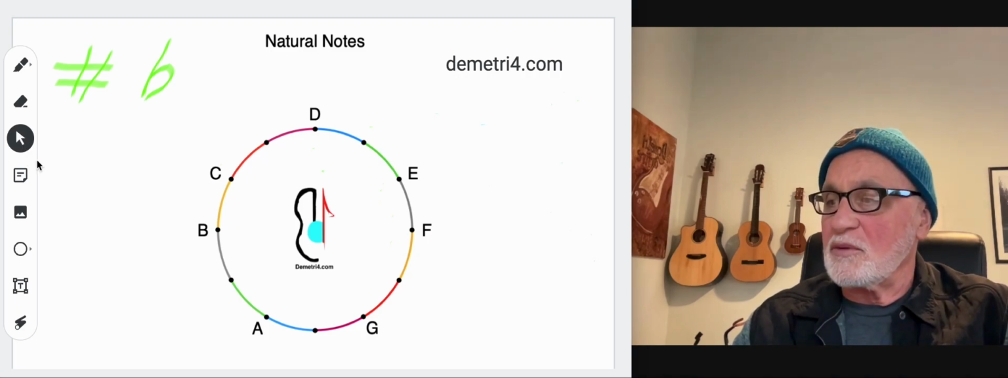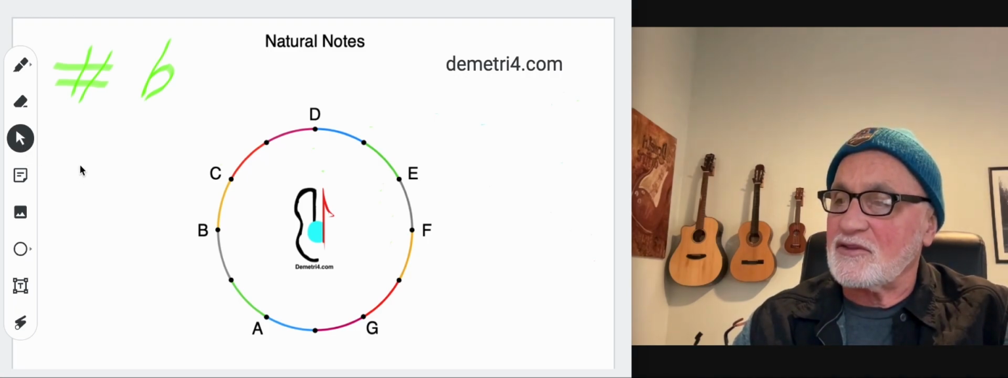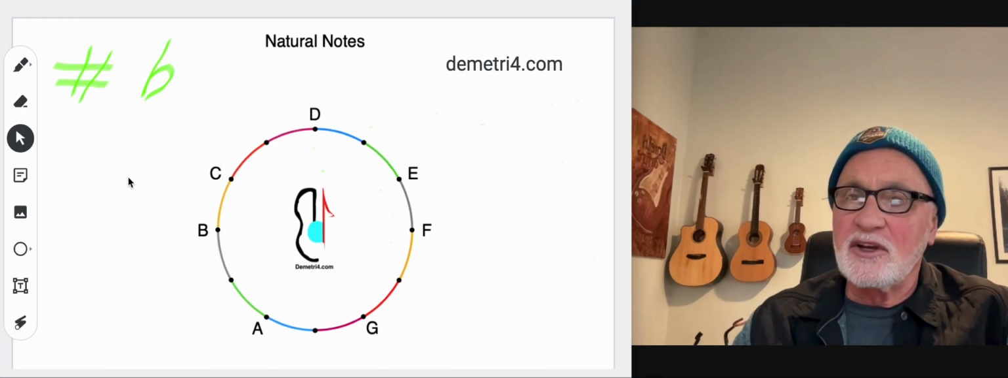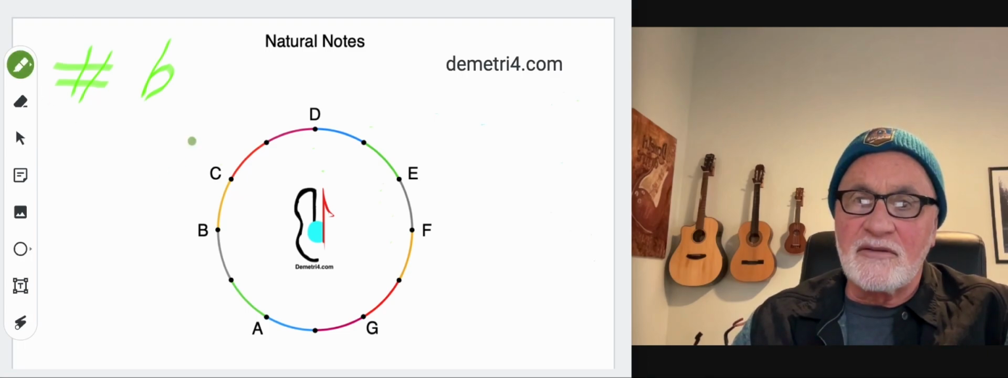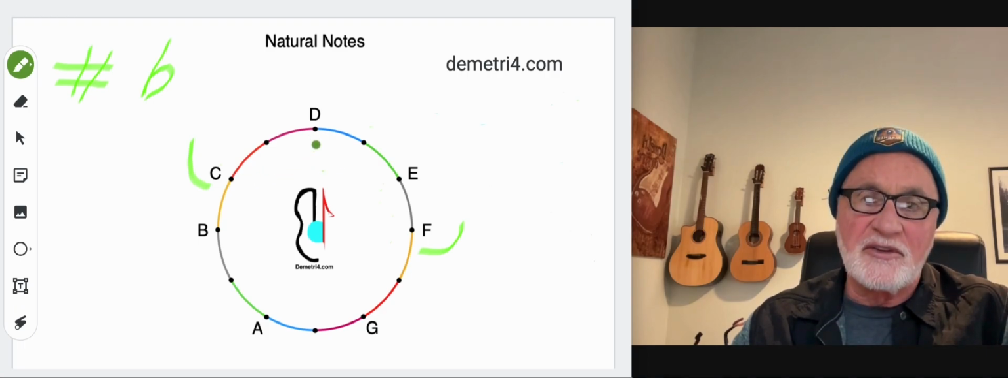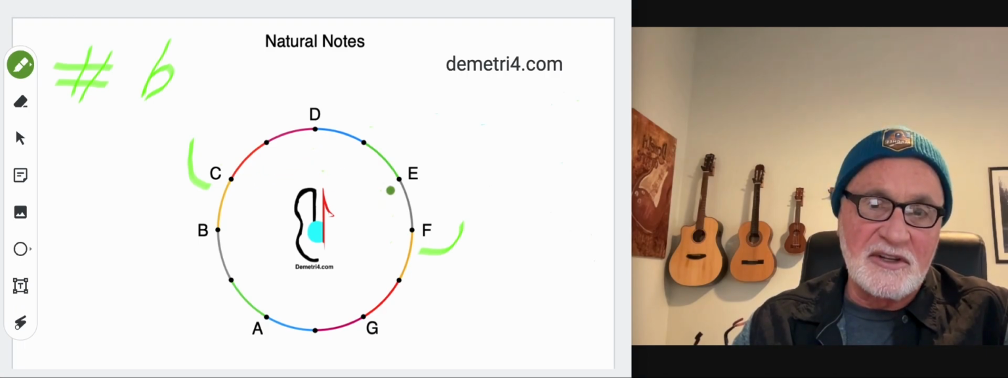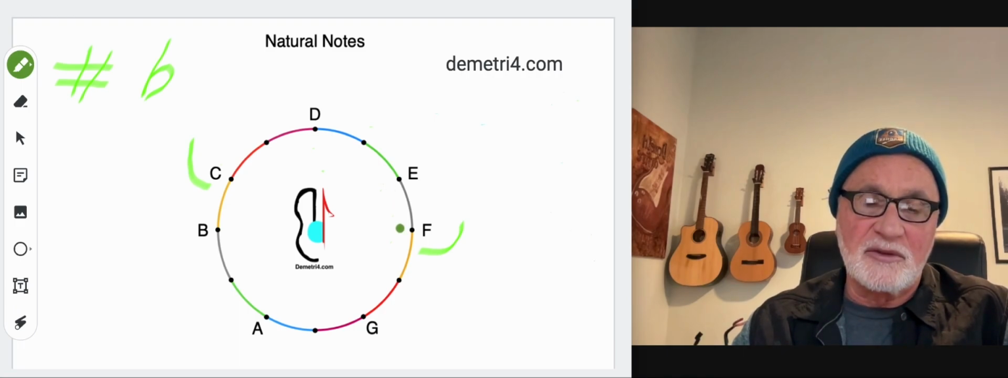It's important to remember that the major scale consists of 2 major tetrachords separated by a whole step. The major tetrachord has 4 notes in alphabetical order and the structure of a whole step, a whole step, and a half step. Quick review here on the natural note circle. Our first tetrachord is here. The 4 notes are C, D, E, and F. Whole step between C and D, whole step between D and E, and a half step between E and F.